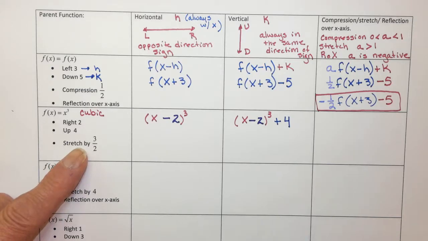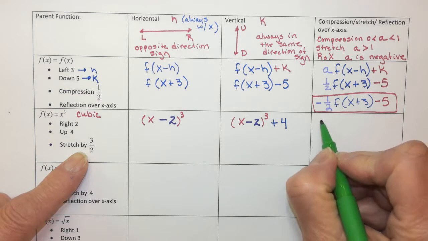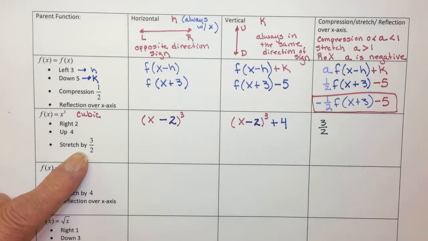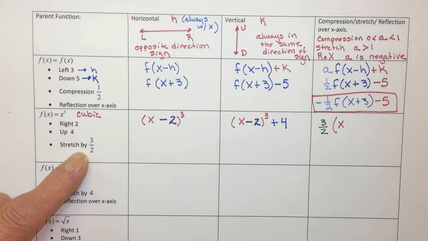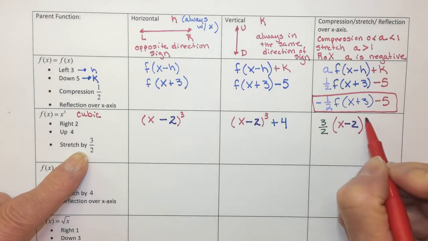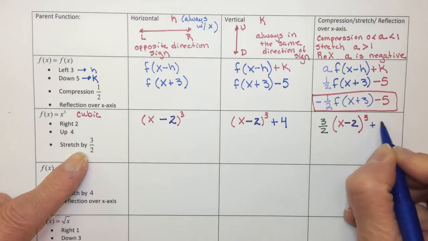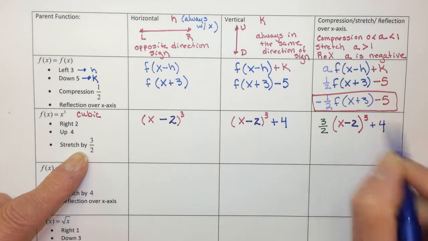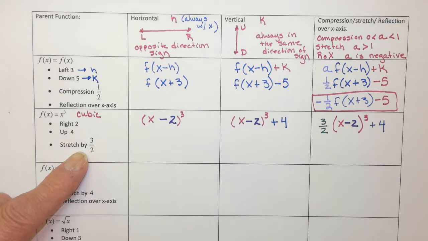Then it asks for a stretch by 3/2. So that is my A position. So my stretch is 3/2 times (x minus 2) all cubed plus 4. So that is what my new transformed function would look like.